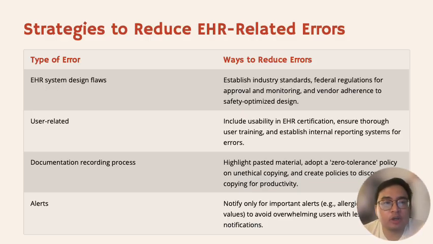But specifically, what are the concrete ways to reduce electronic health record related errors? First is yung mga design related errors. So sa mga system related errors, you should establish industry standards as well as federal regulations for approval and monitoring. So dapat meron tayong mga batas, no, para siguruhin na yung mga binibenta sa merkado na mga systems are meeting certain standards. We should also enforce vendor adherence to safety optimized design. So dapat yung mga pagbibilihan natin ng mga system na to, hindi basta makabenta lang. Dapat high quality. Dapat may improve talaga ang patient safety.